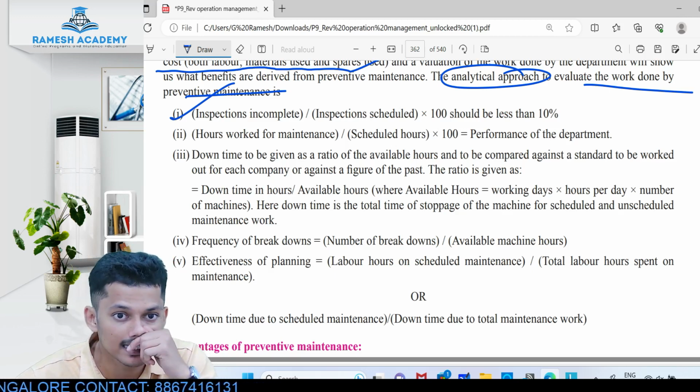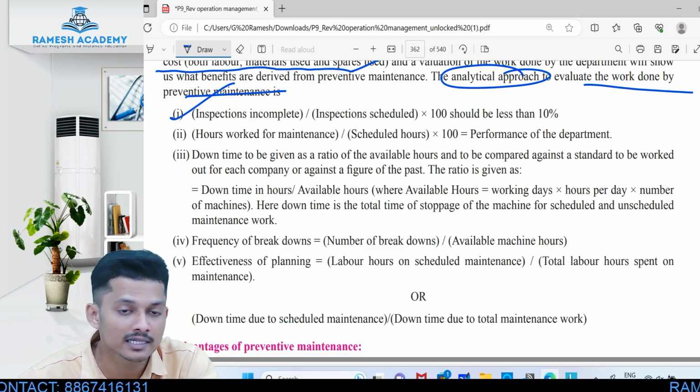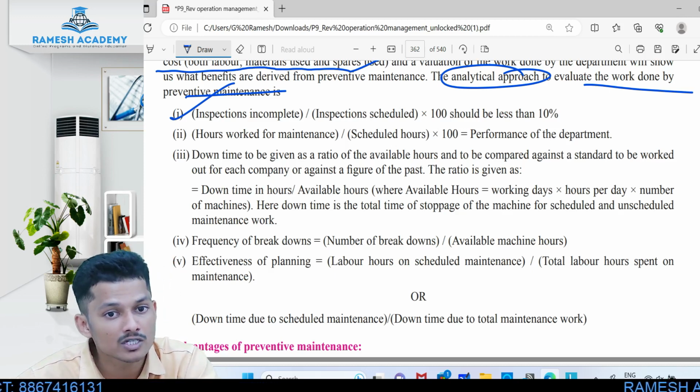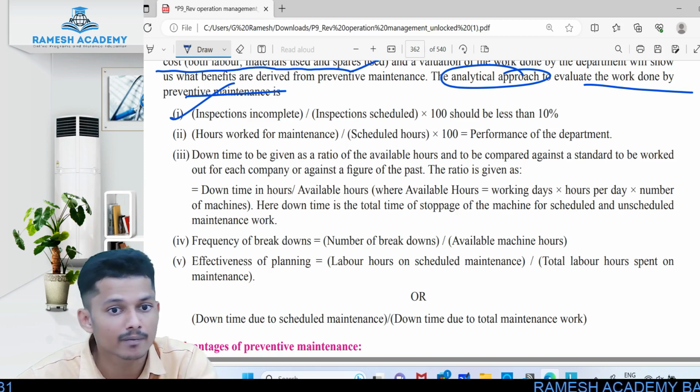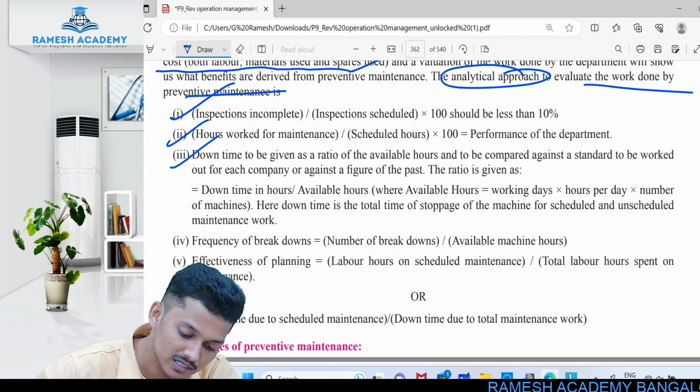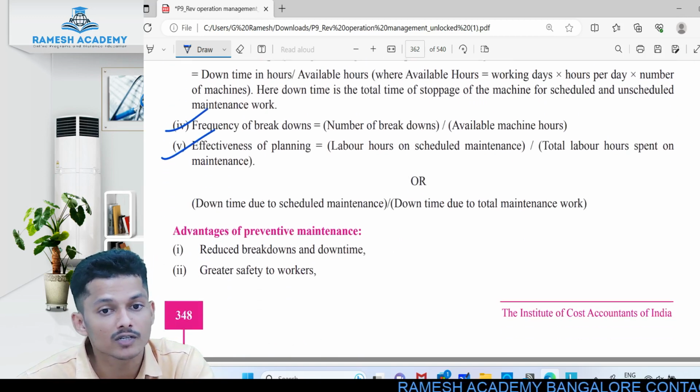These are the formulas. See, inspections incomplete divided by inspections scheduled into 100 should be less than 10%. Then work hours for maintenance divided by scheduled hours into 100, that is the performance of the department. Each and everything they have given. On this we have questions also, don't worry. But these are important: what are the evaluation techniques?